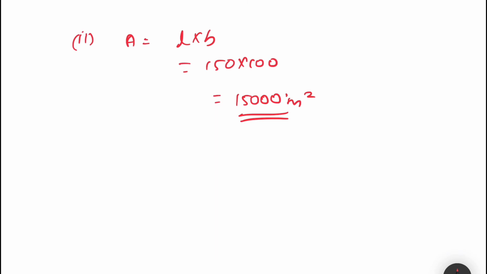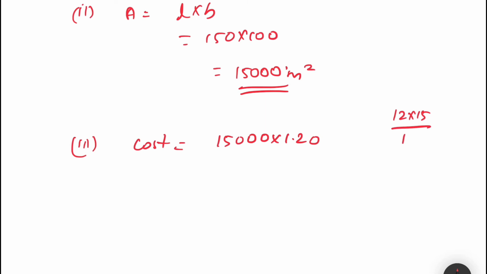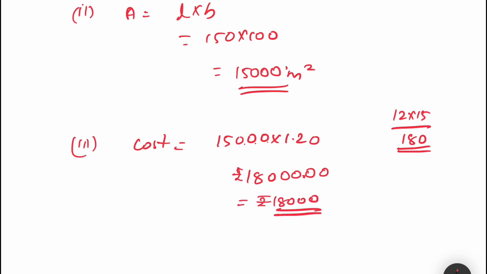Now next is the cost of plowing the field at the rate of 1.20 per square meter. So the third one, cost of plowing the field, means area into 1.20. So cost will be equal to 15,000 into 1.20. It is 12 into 15, it's 180, right? How many zeros? 1, 2, 3, 4. So you get rupees 18,000. Is it clear? I multiplied everything.